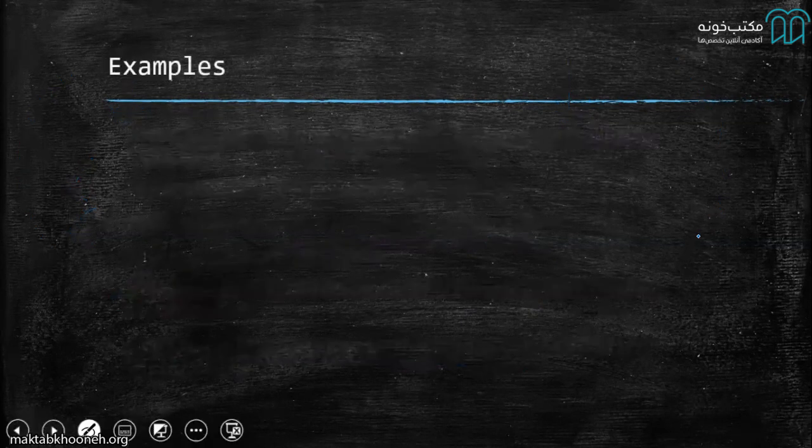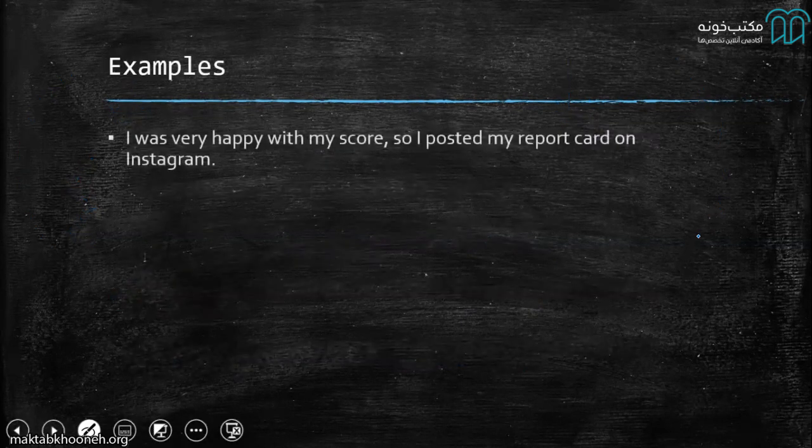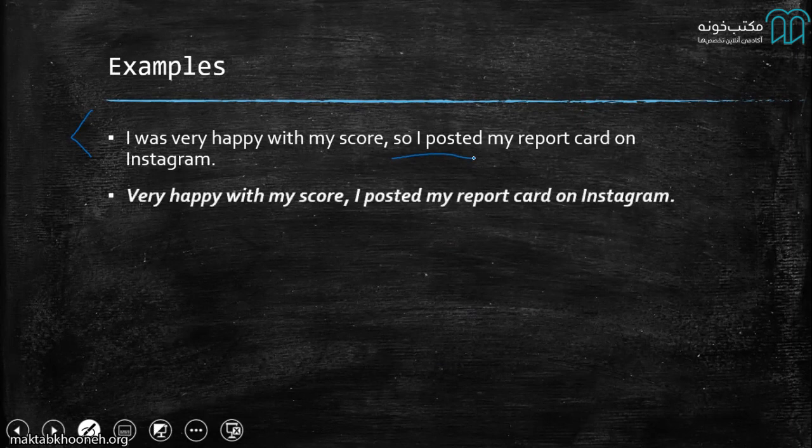Now, if you want to look at some examples, you can see examples like this. "I was very happy with my score, so I posted my report card on Instagram." Now, my first part is a feeling. I was very happy. And the second part is what I did after that feeling. So the result. In this case, "Very happy with my score, I posted my report card on Instagram." And notice that my subjects were the same on both sides. That's why I was able to make this change.